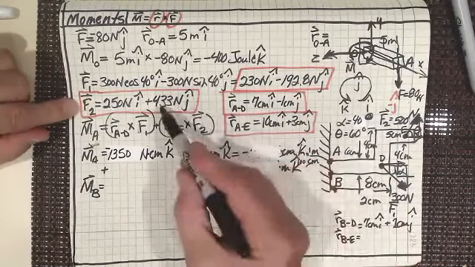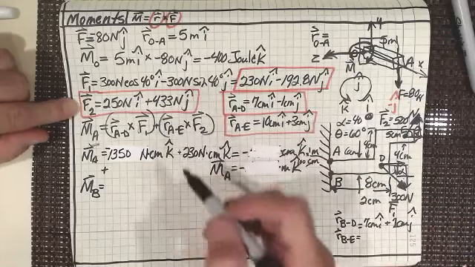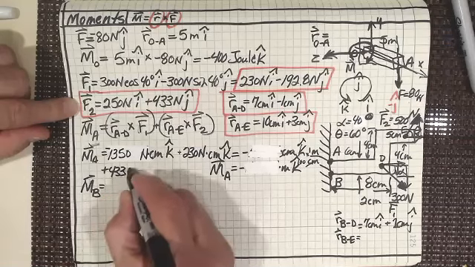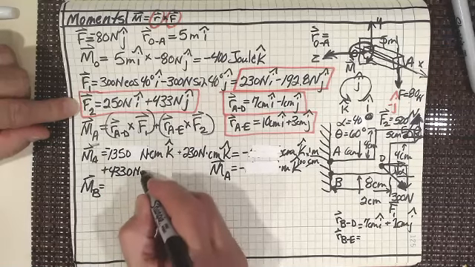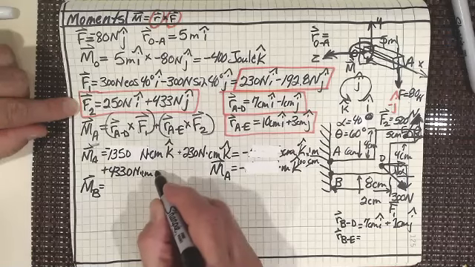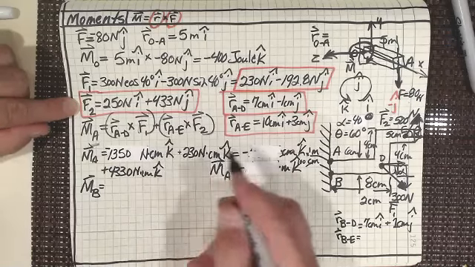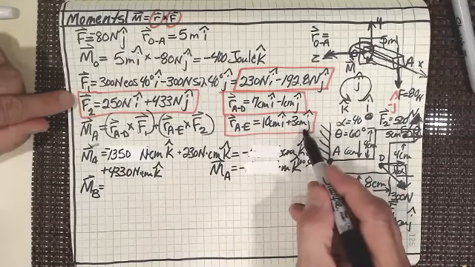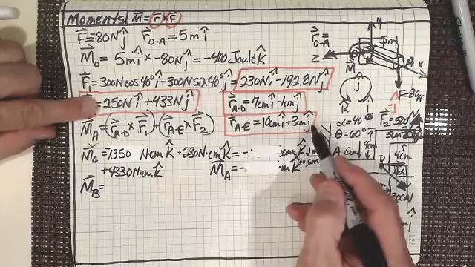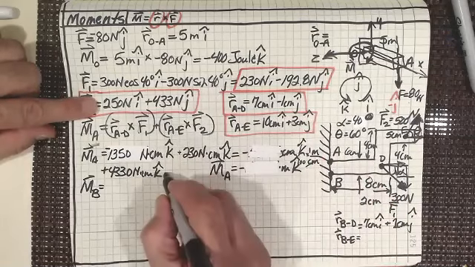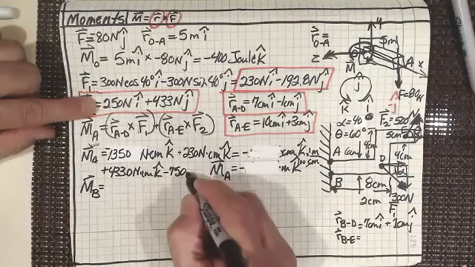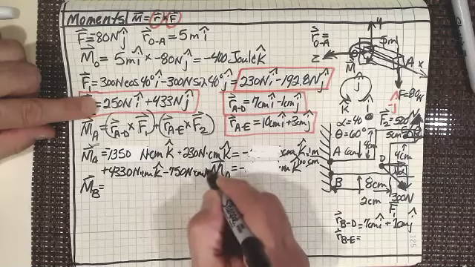So 10 centimeters times 433. That's going to give me 4,330 Newton centimeters in the K direction. And then I've got 3 centimeters J times 250, so that's 750. But J cross I is minus, so it's going to be minus 750 Newton centimeters K hat.